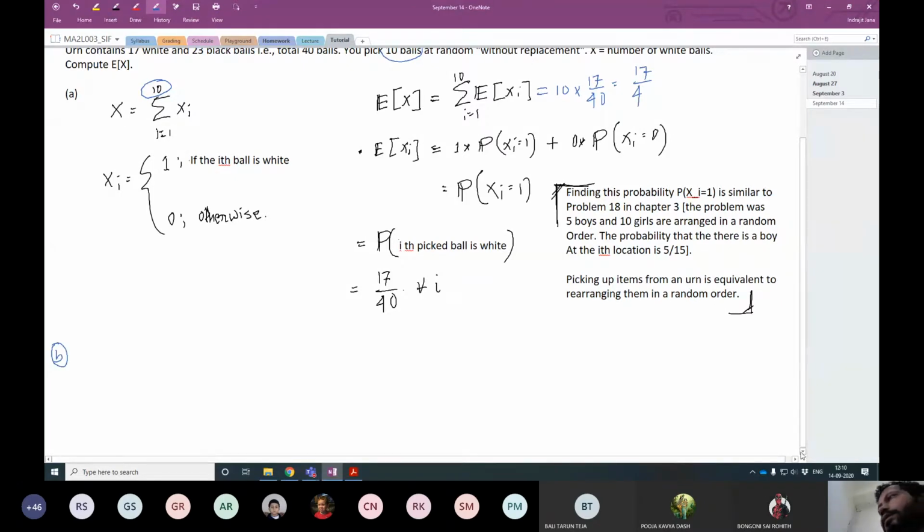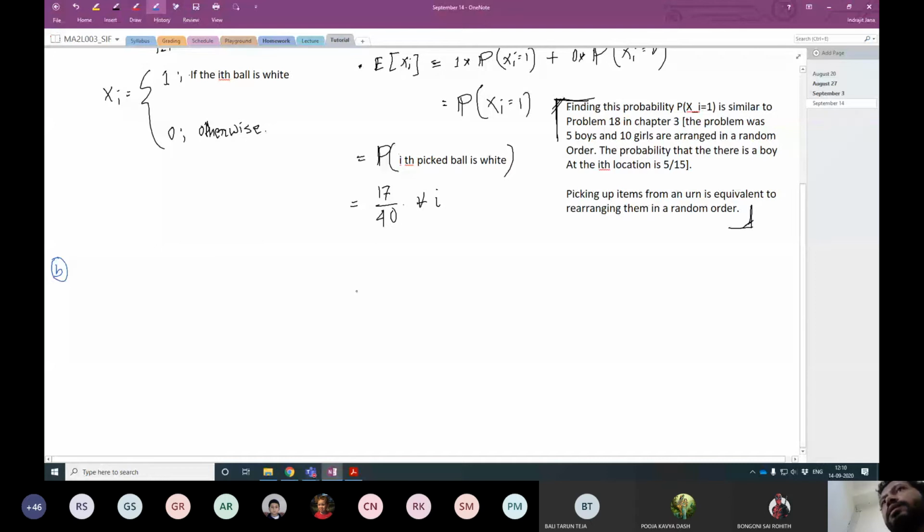Can you please explain this one? Which one? Can you point to the part which you wrote? How did 5 by 15 come, and 17 by 40?